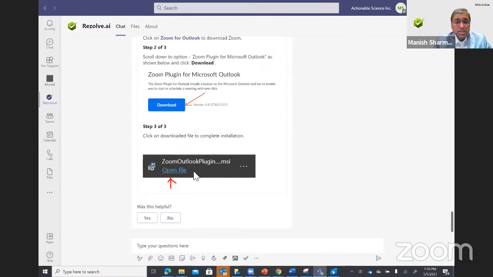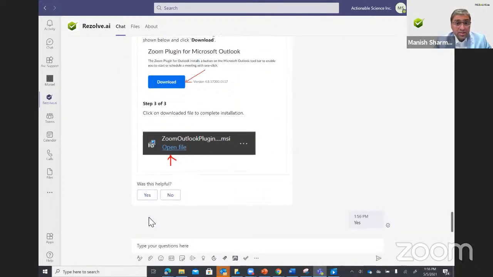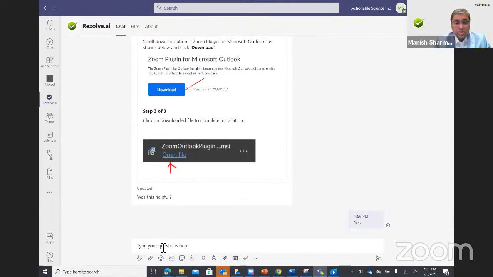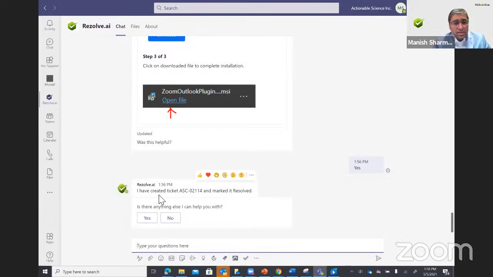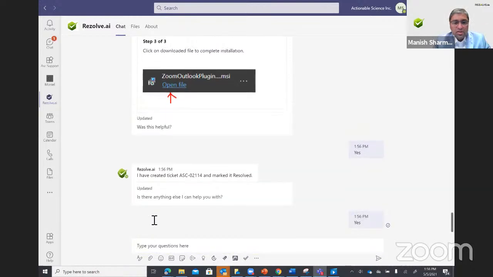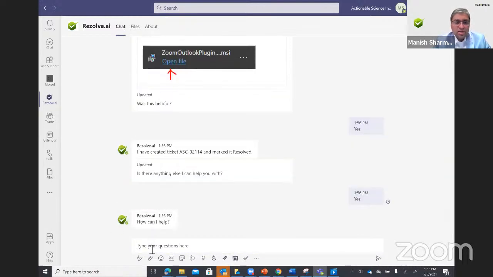The answer can be images. The answer can be GIFs. The answer can be something else altogether as well. And it creates a ticket in the background. I don't know if you're noticing. It creates a ticket in the background, marks it to success, and it sends me a copy of the ticket, of course, right?